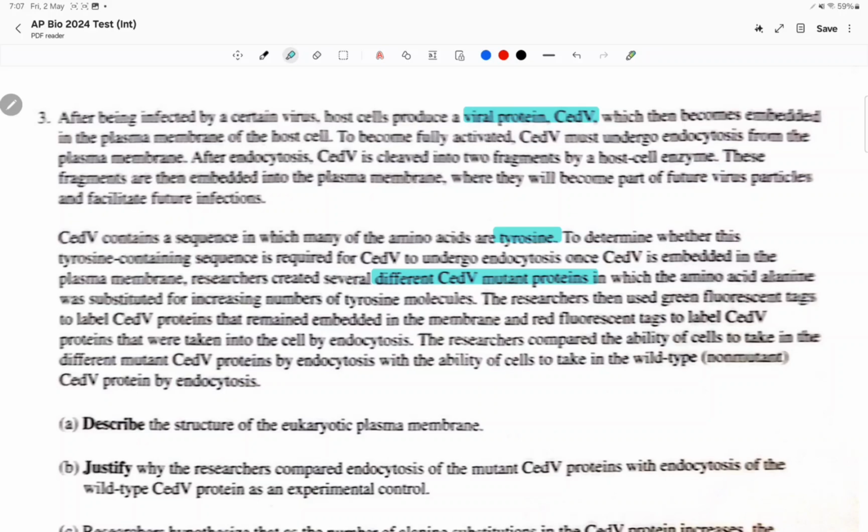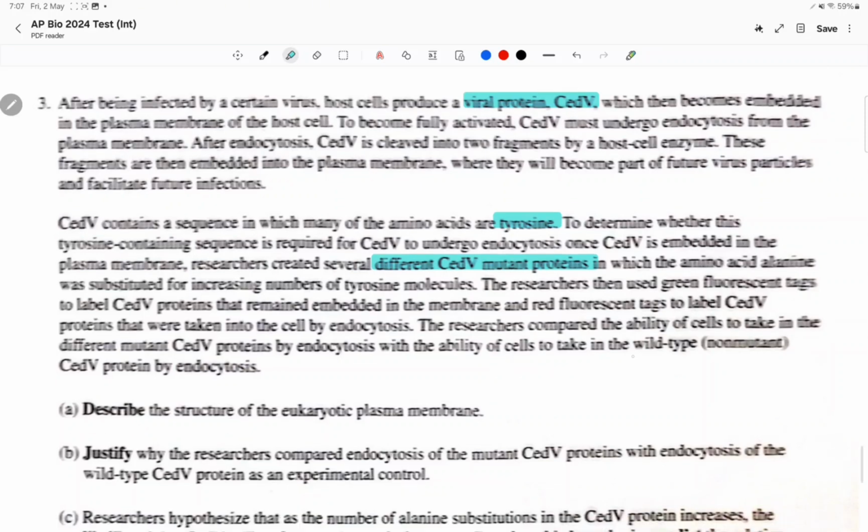The researchers compared the ability of cells to take in the different mutant SETV proteins by endocytosis with the ability of the cell to take in the wild type. Right, this wild type is going to serve as our control.